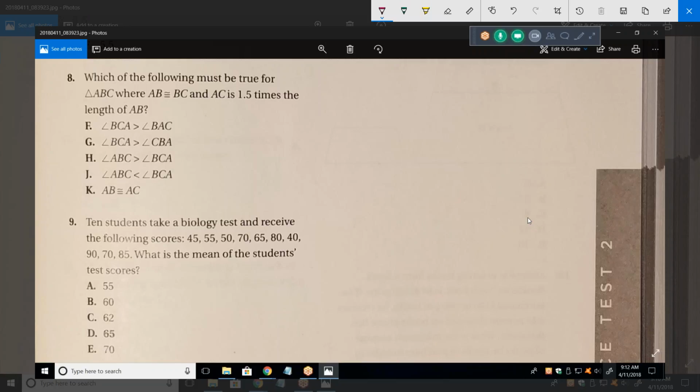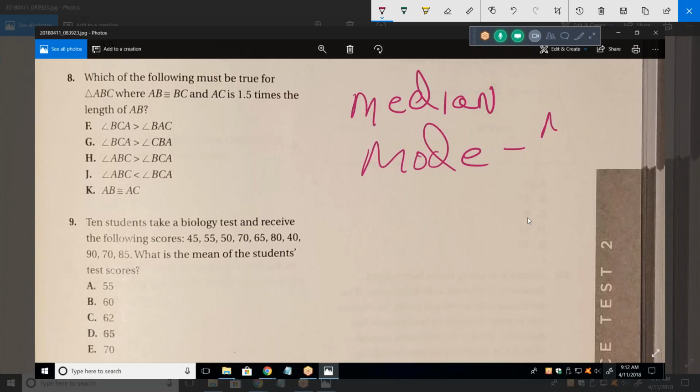What does the median mean? Median. If you're driving, do you drive? Yes. Where's the median? In the middle of the road. That's what it means, is middle. And the last one is mode. Most common.